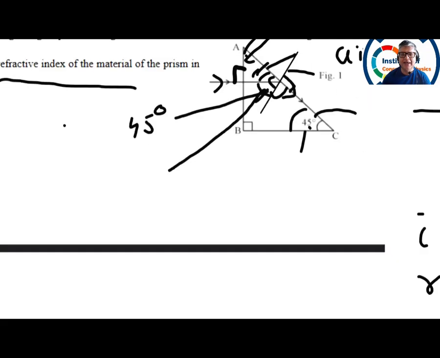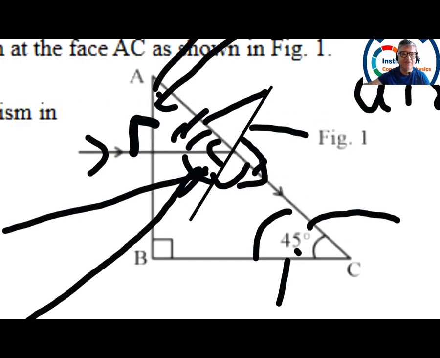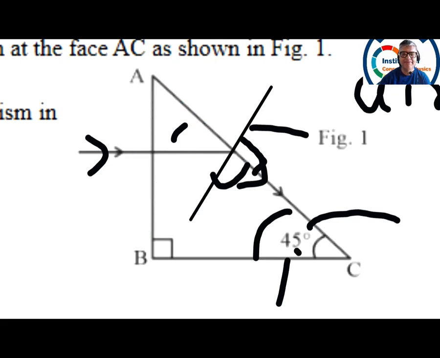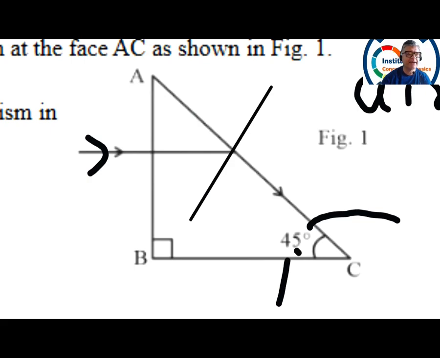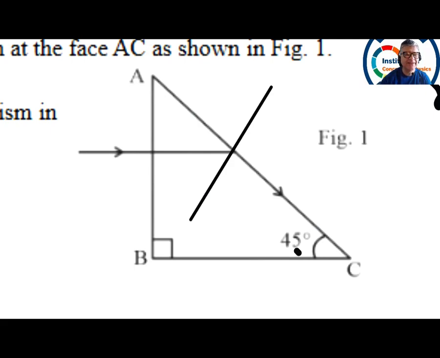I hope the ray diagram is very clear in your mind. If it is not, see it very carefully. I will just rub it, so that you can see what exactly is happening in this ray diagram. Very, very important. So this was 45 degrees. I hope you already know this. This is 90 degree. This is 45 degree. This is the normal. This is 90 degree. So this is also 45 degree.